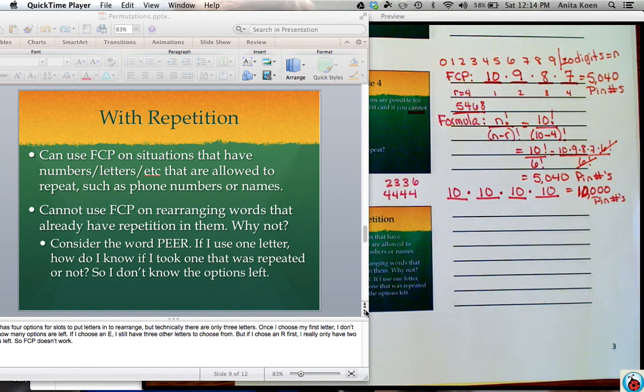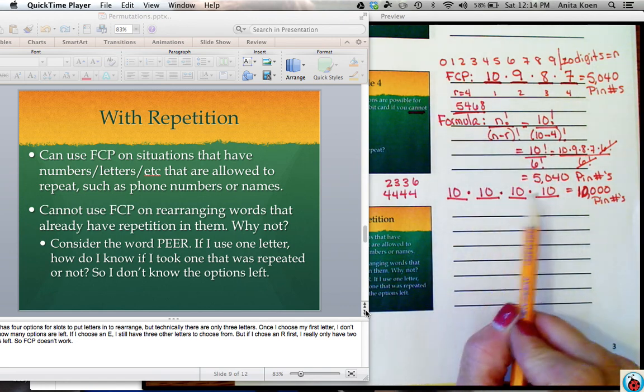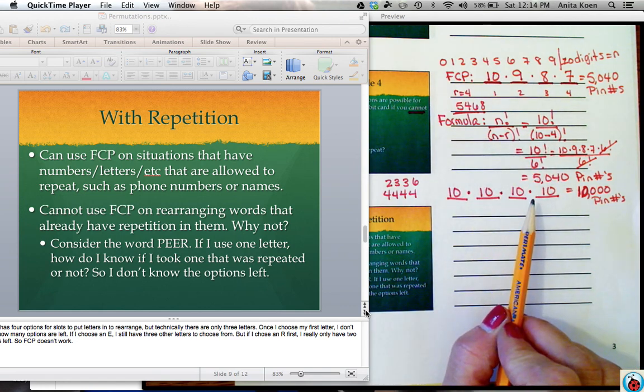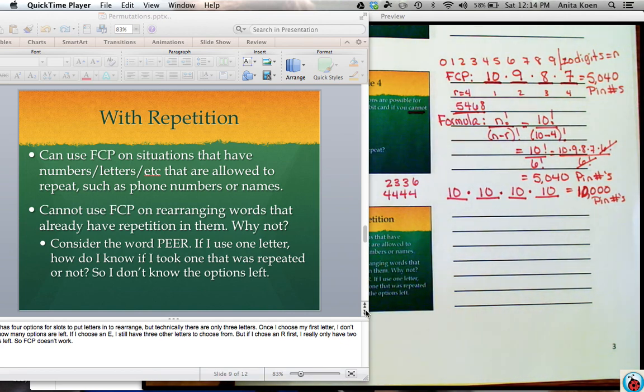Okay, this is part 2. So we're going to be looking at the rest of permutations in this video. So go ahead and be sure that you are at the end of where you left off with the first video on permutations, and we're going to start on this slide that says with repetition.